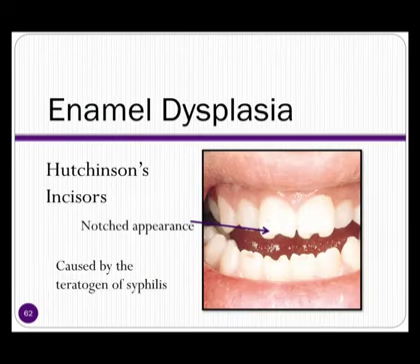Hutchinson's incisors are another type of enamel dysplasia, particular to the teratogens of syphilis. So a teratogen refers to anything that causes malformation of the embryo. So syphilis can affect the deposition of enamel during tooth formation.